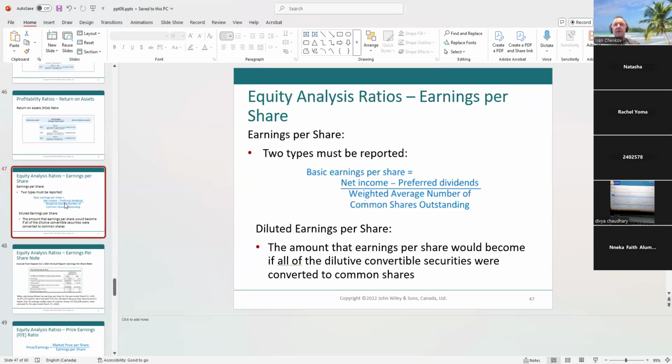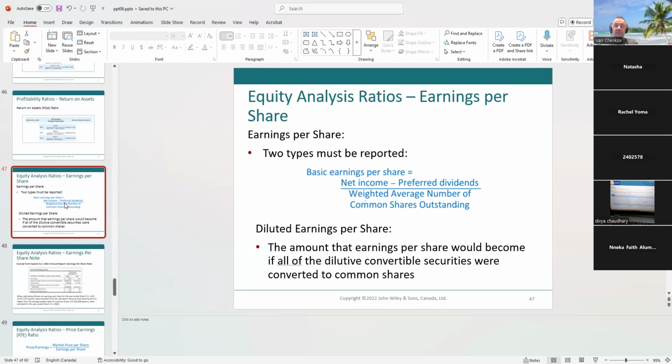Let's see the equity analysis ratio, which is the earnings per share. Investors are very sensitive to that ratio. Why? Because they want to know, for every share that I have, how much of the net income I can get. There are two types of earnings per share: one is the basic earnings per share, the other is the diluted earnings per share. Diluted earnings per share will obviously be a lower number than the basic earnings per share. Basic earnings per share is the higher number.